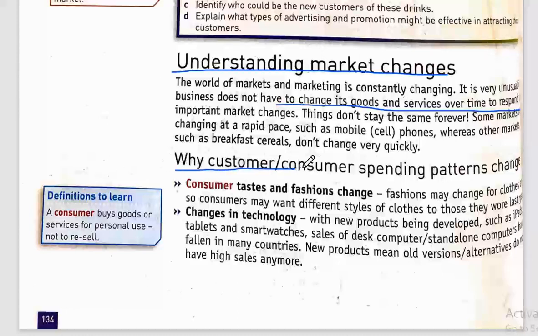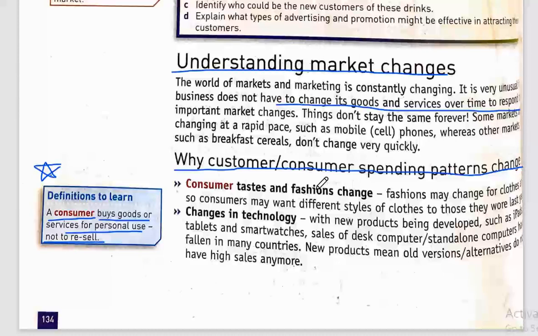So, why do consumer spending patterns change? Here I need you to pay attention that we are talking about the consumer, not the customer. The consumer buys goods or services for personal use, not to resell. A customer could be a business, could be another businessman who is going to resell the product, but the consumer is using the goods and services for his personal use.